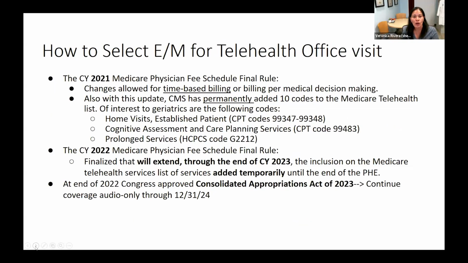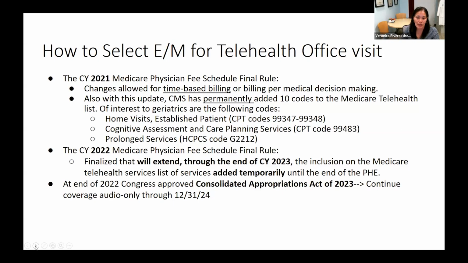Okay, so in terms of billing, I wanted to go over a couple things. The 2021 Medicare physician fee final rule did have some big changes. And first, there were changes allowed for time-based billing, which is relevant to even our in-person visits.